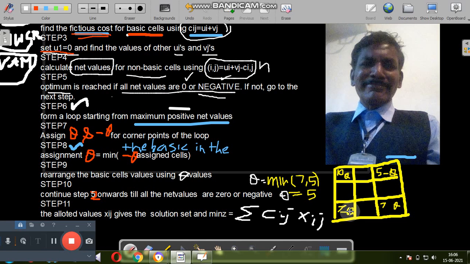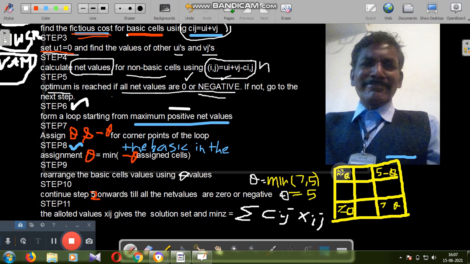Here 5, here 7. Which is the minimum? Minimum is 5. So this theta value we have to assume, and then substitute that value for theta and rearrange it.